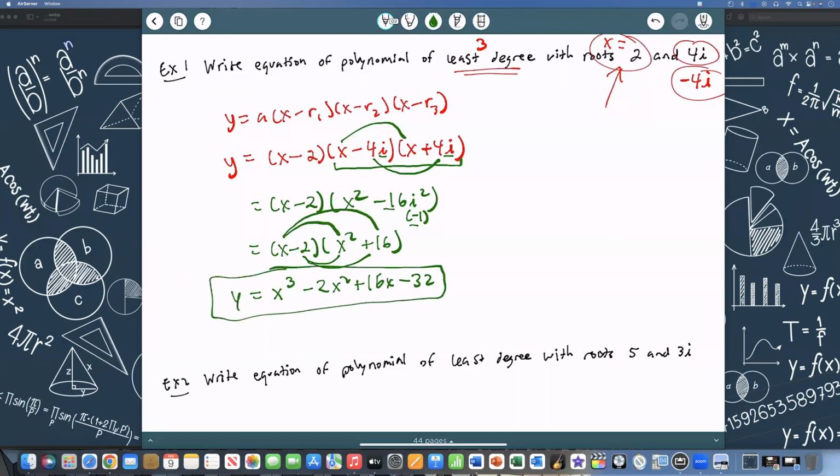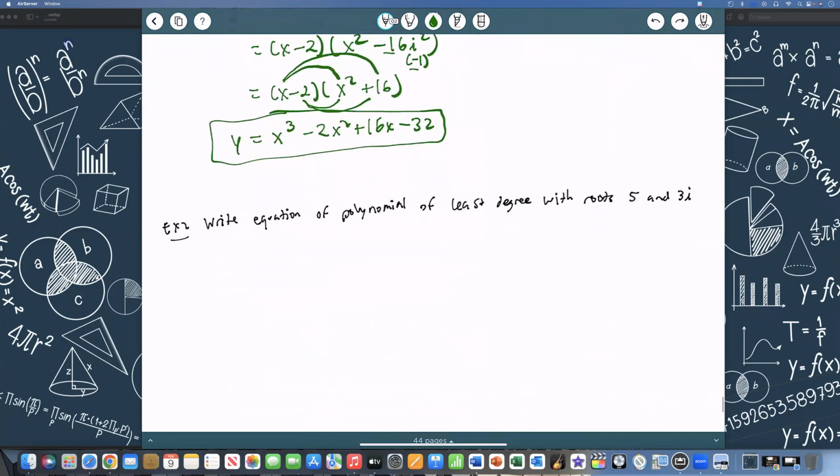Okay, so it's a lot of multiplying, especially when you have 3 binomials here. But if you have conjugates, that makes it a lot easier. And you'll always have conjugates with complex and irrational roots. So always multiply the conjugates first, and that should be a little easier when you're expanding.